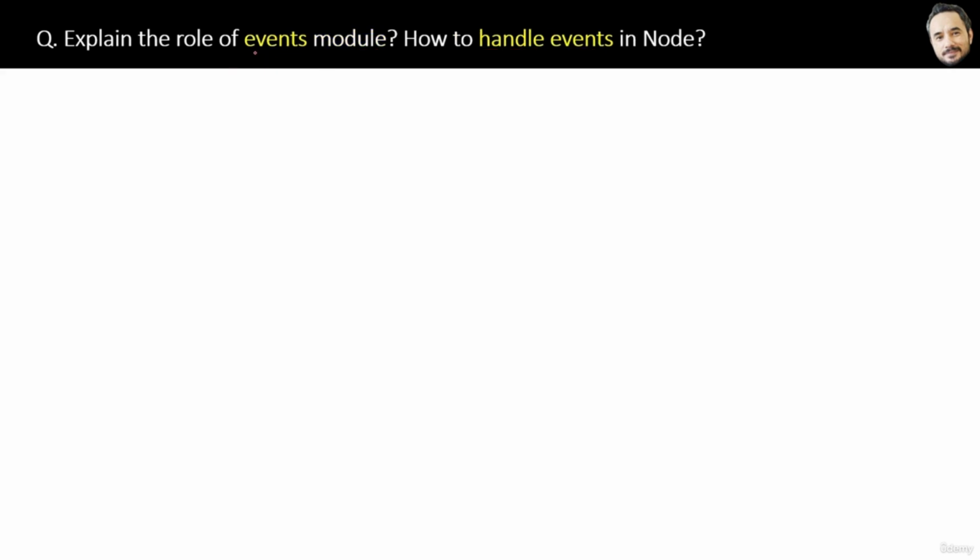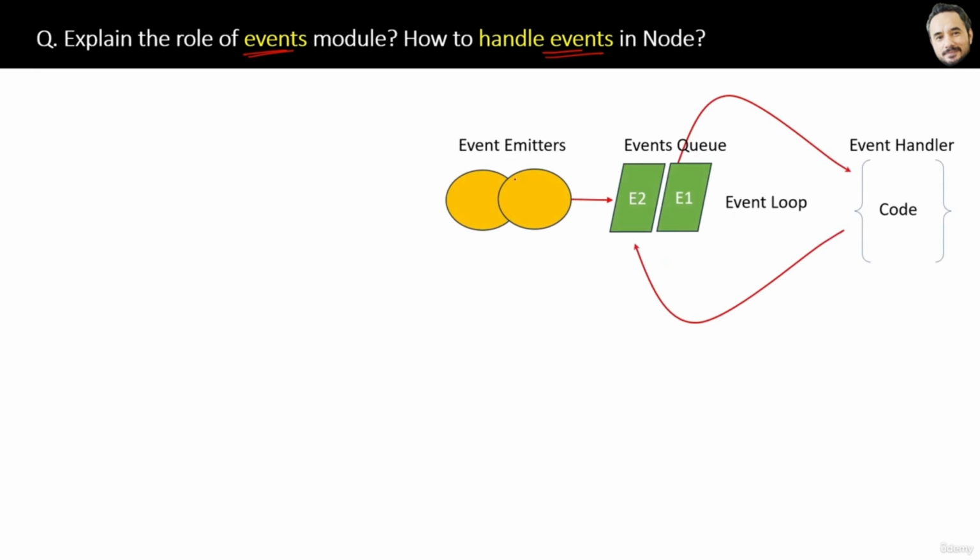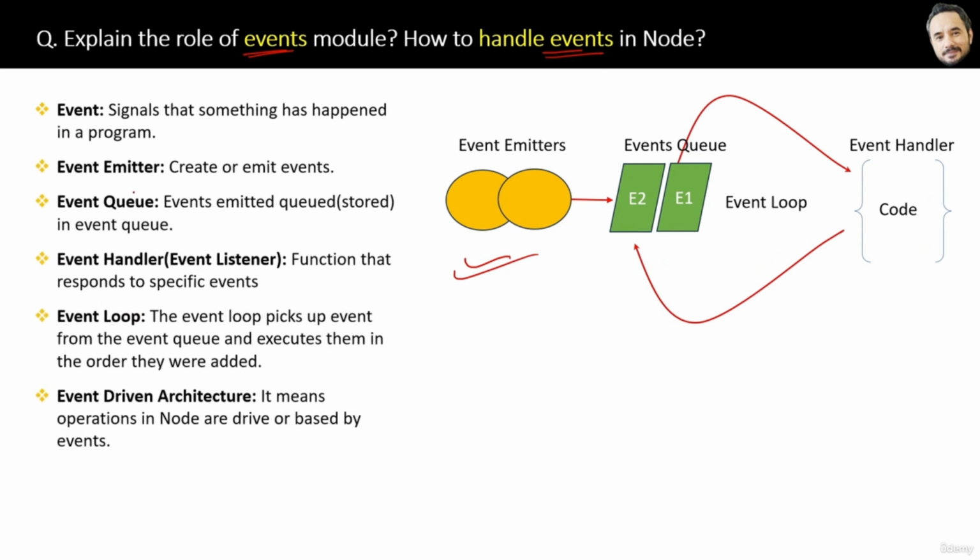Explain the role of the events module, and how to handle events in Node. Most of the things about events and this diagram I already explained in the previous question, right? You remember? Here are the definitions of events: event emitter, event queue, event listener, event loop, and event-driven architecture. All of that I already explained. Now let's see the events module and how to implement it in Node.